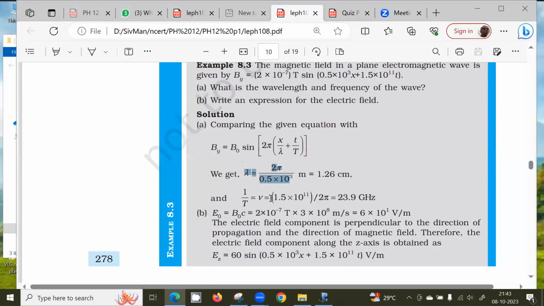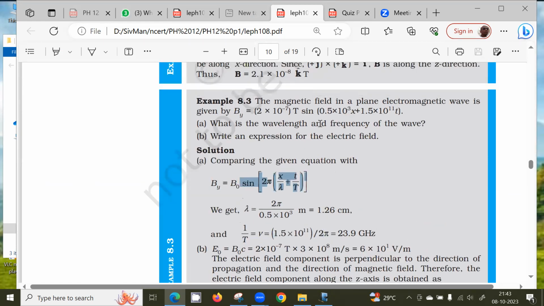Here 1.5 × 10^11 by 2π. So either you can mug up this standard form, which I don't like. I mean, I don't like to remember unnecessarily, or whatever logic I say, you can use that.